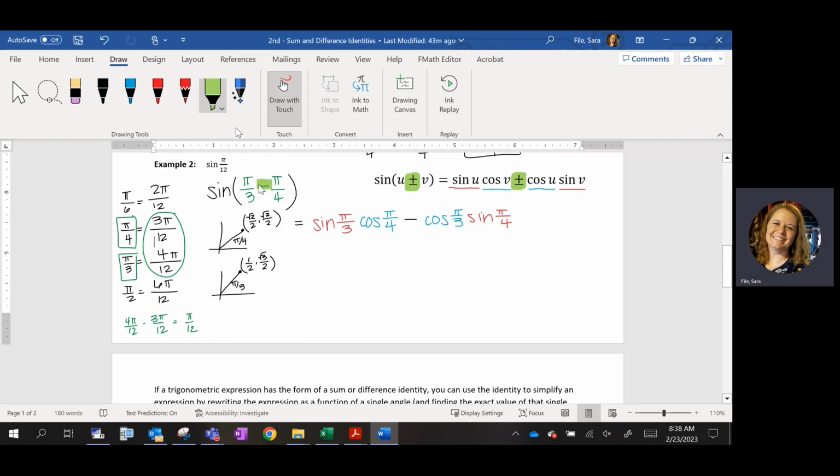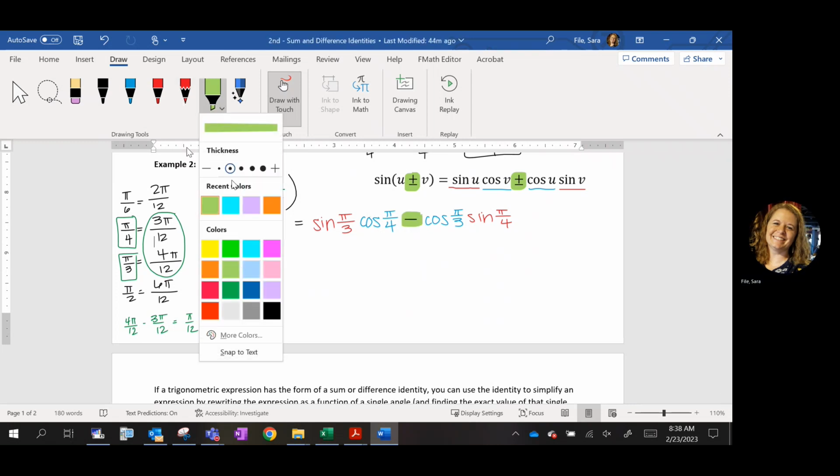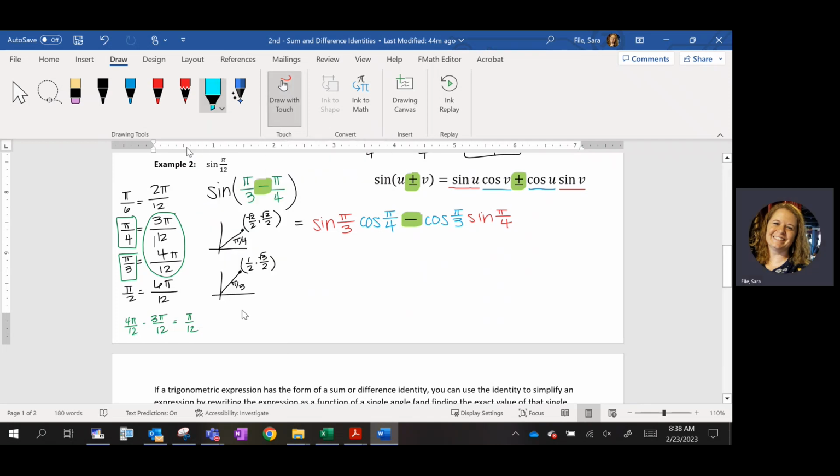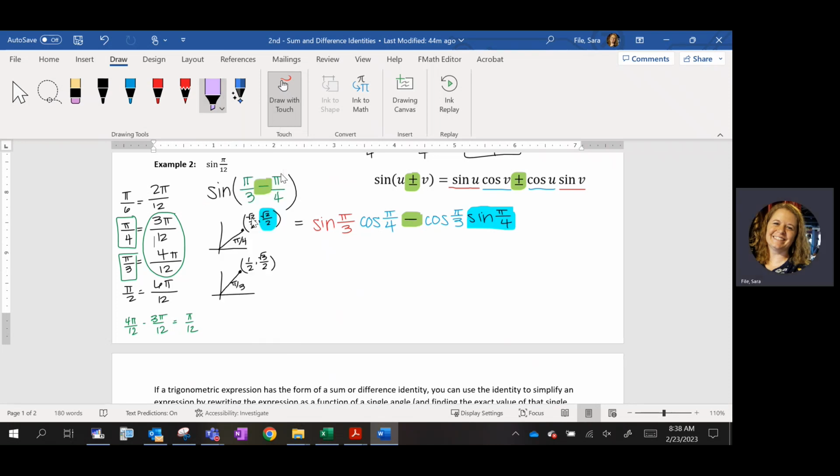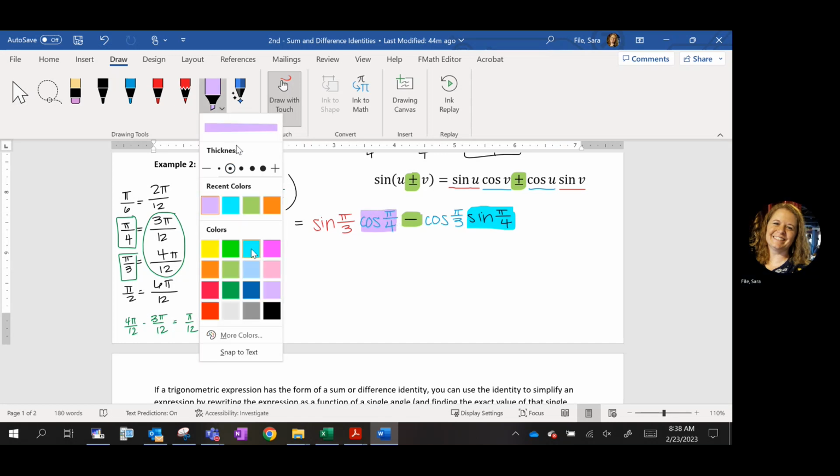Okay, and I kept my sign the same here. Purple, blue. I'll do that again. Okay, so this is sine of pi fourths. That's going to go here. This is cosine of pi fourths. That's going to go here.